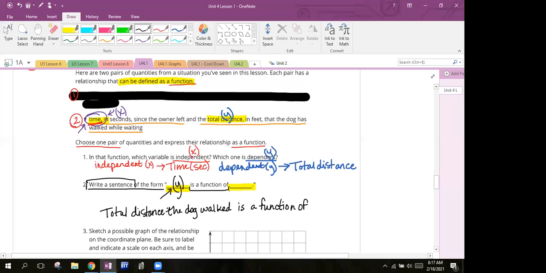of, okay, so that brings us to this last variable. What variable comes at the end? X. The x. So total distance the dog walked is a function of what? Time in seconds. When we write it in that sentence form, we need to be as detailed as possible.